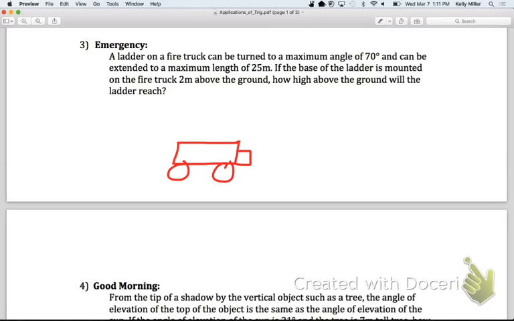Well, actually, fire trucks don't have a front end, do they? They're just flat in the front, aren't they? You got a little bumper? All right, so there's my fire truck. And then we have the ladder on the fire truck that's going up on an angle.